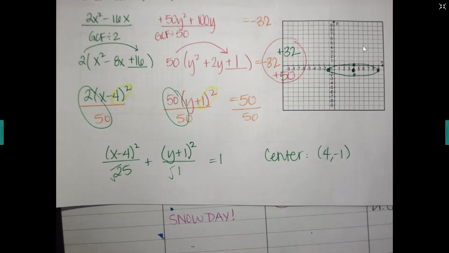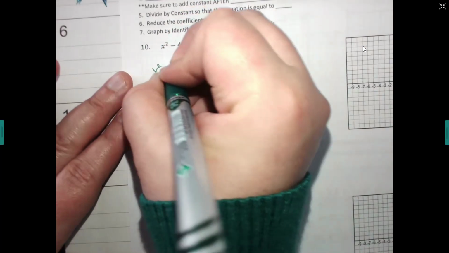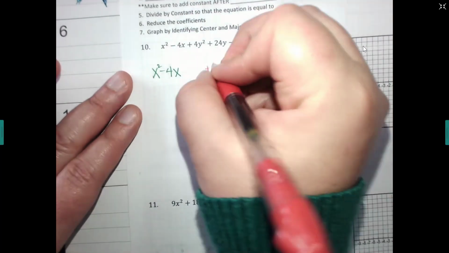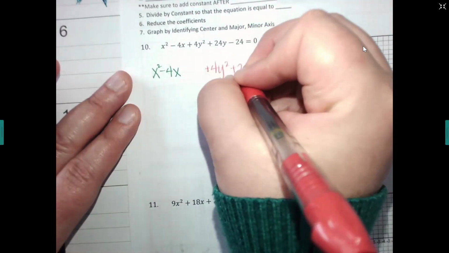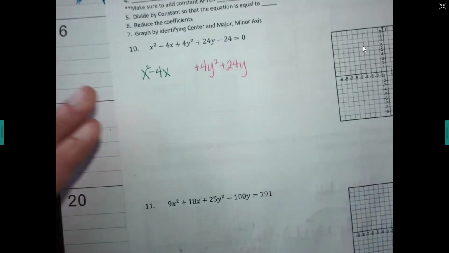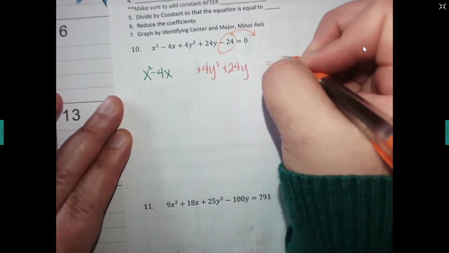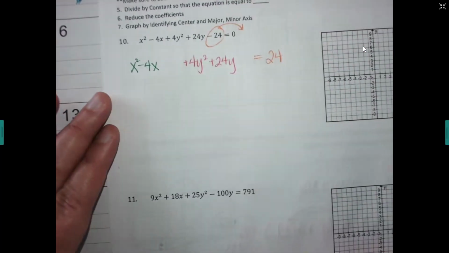Okay, last one. First thing that we're going to do is group our terms. Remember, the x's stay together. So I have an x squared and a minus 4x. My y's are going to stay together. That's a 4y squared plus 24y. And then where's the 24 go? To the other side, it was a minus 24. Now it's a positive 24.